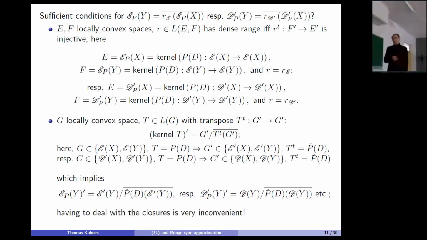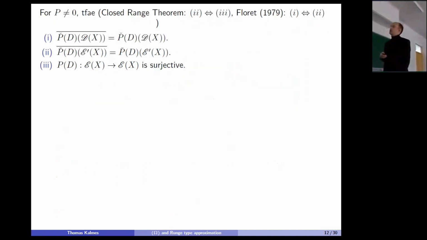And here it is very inconvenient that the quotients are taken with respect to the closure of subsets. So this is a nightmare to deal with, and therefore we restrict ourselves to the case when these spaces, which we quotient out, are closed already. And luckily for us, this has been investigated by several mathematicians. Okay, so we are interested in when this subspace here is closed in the respective spaces.